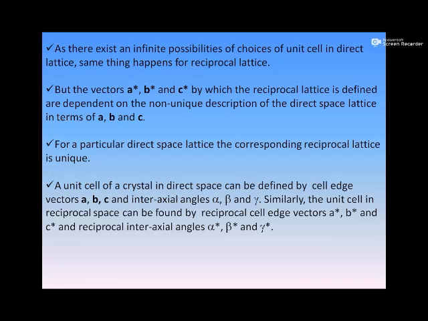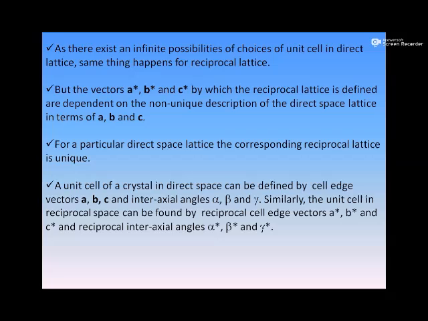These are some points about the reciprocal lattice. As there exists an infinite number of possible choices of unit cell in the direct lattice, the same thing happens in the case of the reciprocal lattice. So the choice of reciprocal lattice is not unique, right?